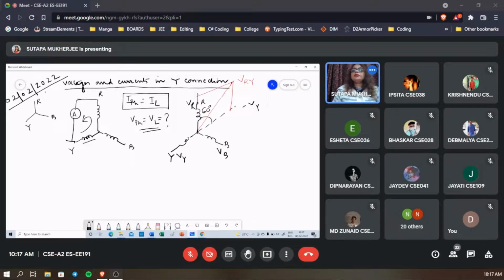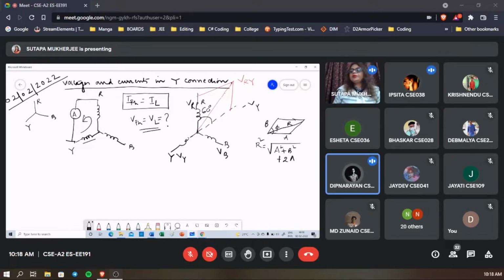From the law of parallelogram, you know this law? Yes, ma'am. If this is phi, say this is A, this is B, and if this is the resultant one, what will be the resultant? R square will be equal to A square plus B square plus 2AB cos phi. Am I correct? Yes, ma'am. So apply this law here.